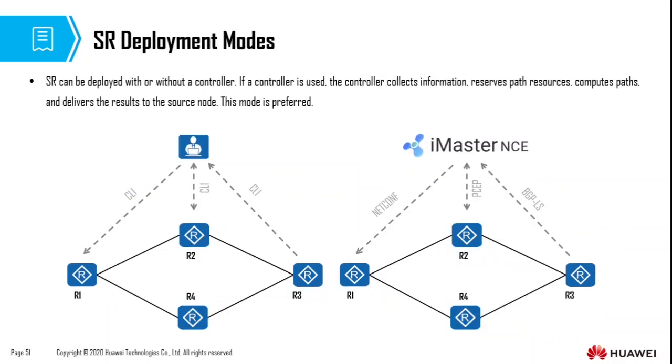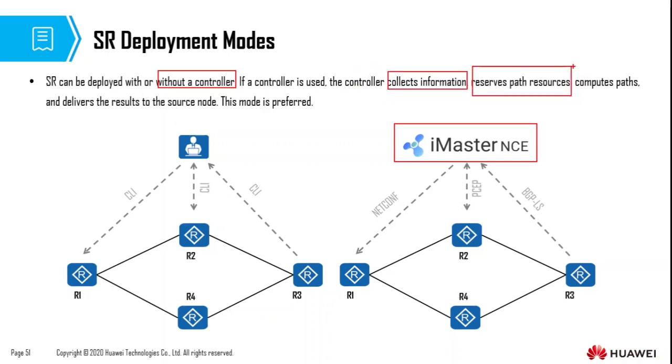Now SR can be deployed in one of two ways. It can either be deployed without a controller or with a controller. When you're using a controller, you have a central device that is able to read the entire network topology and compute paths. If the controller is used, the controller collects information, reserves path resources, and computes paths, and delivers the results to the source node.